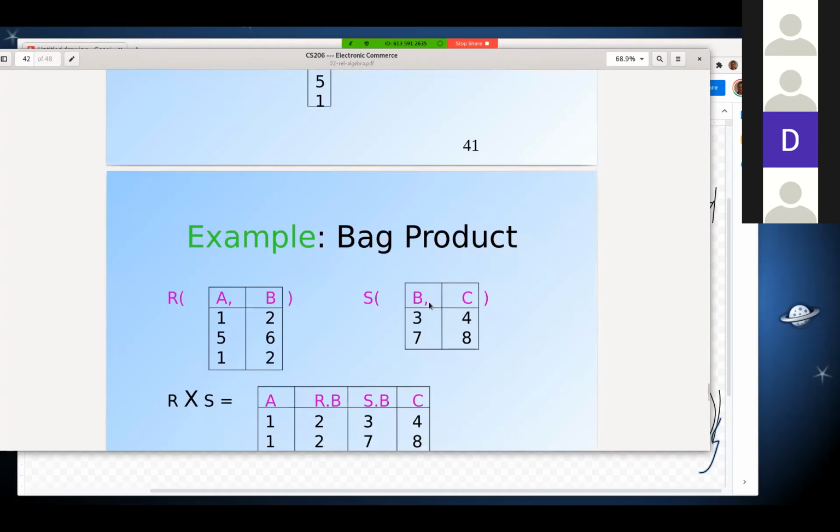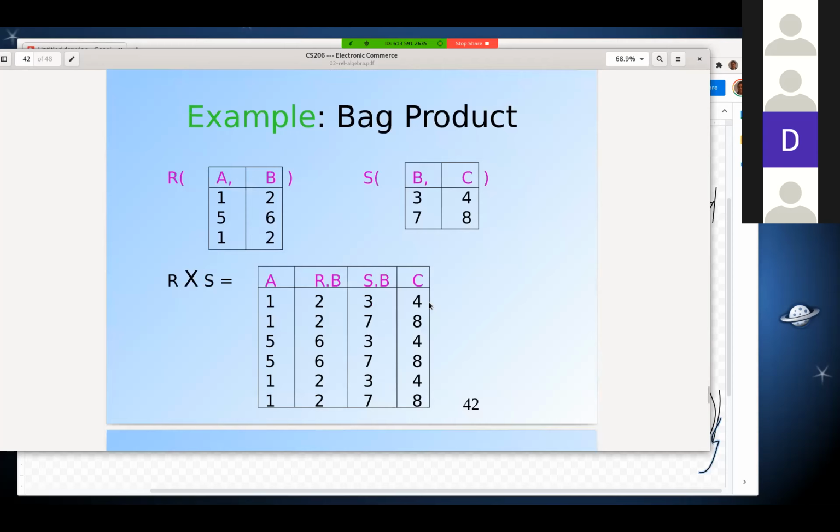Bag product. It's kind of what you would expect. If you have 3 tuples here and you have 2 tuples here, how many are going to get in the result? It's the same old thing with the Cartesian product. You're going to get 3 times 2, 6.